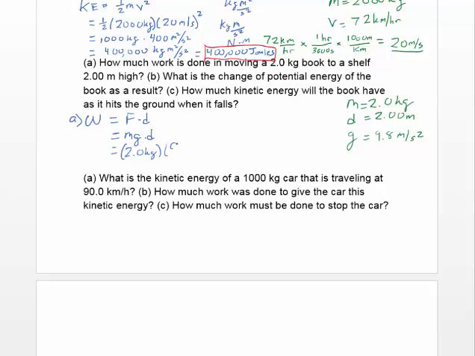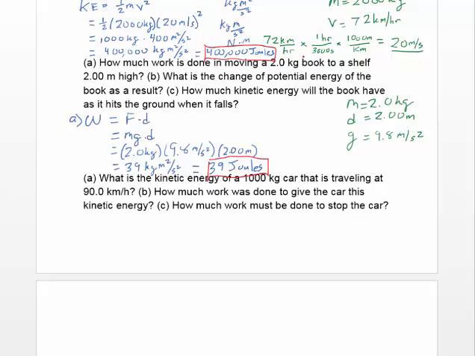So let's put that in there, times 9.8 meters per second squared, times the distance, which is 2.00 meters. Now, if we multiply all those out, we find that that's equal to 39 kilogram meters squared per second squared, which, as we learned in the last one, we know is 39 joules of energy. So that would be the amount of work done in lifting this book up 2 meters to the top of a shelf.